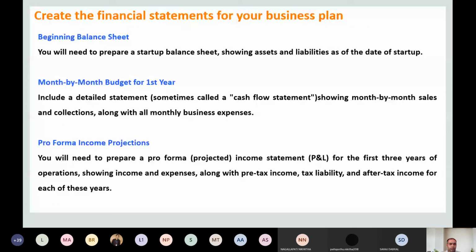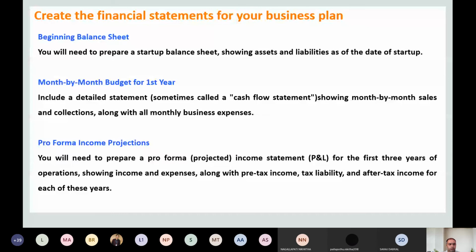Next, you prepare a month by month budget for at least the first one year. You should make a cash flow statement. This cash flow statement you should make monthly. It's like how many units you have sold, how much profit you made. So all these things should come into the picture.